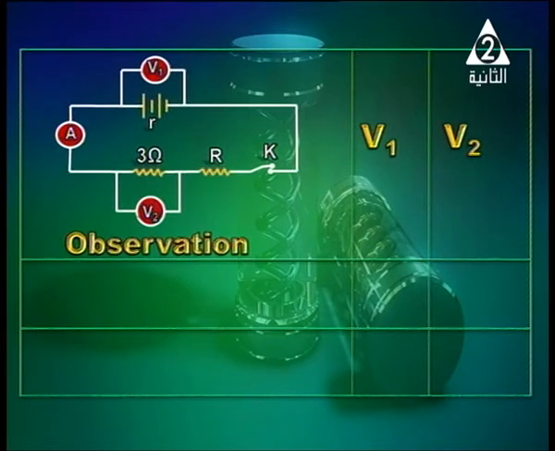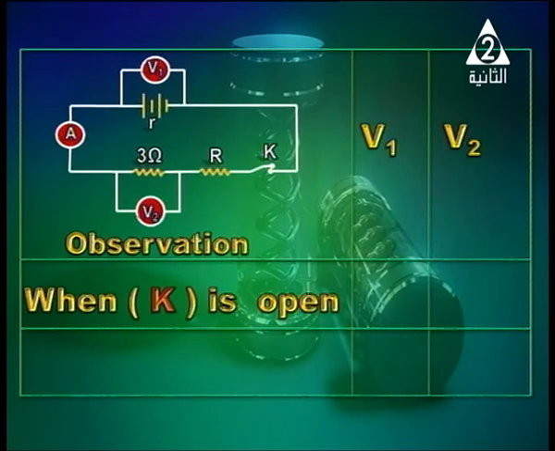We've observed something here. When the key is open, this means no current passes through the cell. In this particular case, V1 will be equal to the EMF of the cell. V1 is 9 volt, so the EMF is 9 volt. And V2? It must be 0, because no current passes through the 3 ohm resistor.